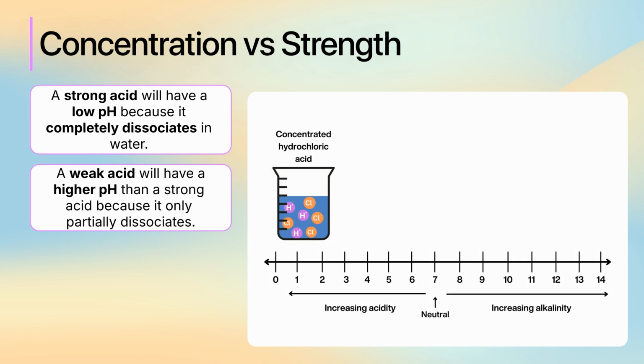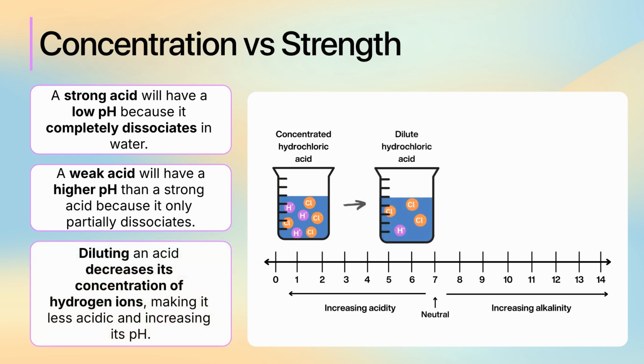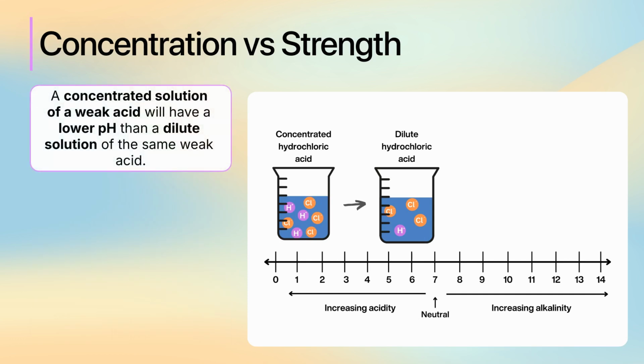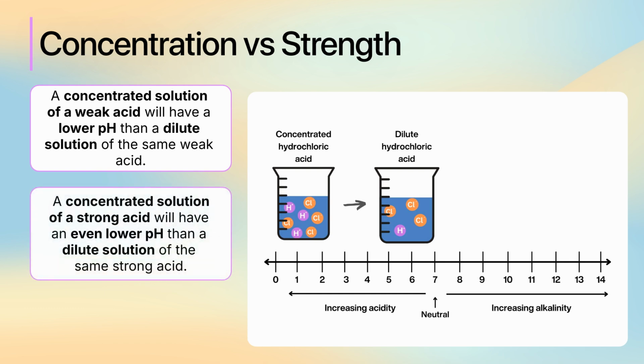The concentration of the acid or alkali also affects the pH. Diluting an acid decreases its concentration of hydrogen ions, making it less acidic and increasing its pH closer to neutral. A concentrated solution of a weak acid will have a lower pH than a dilute solution of the same weak acid. Likewise, a concentrated solution of a strong acid will have an even lower pH than a dilute solution of the same strong acid. Understanding the interplay between strength, concentration, and pH helps us predict the behavior of acids and bases in different scenarios, and is crucial for practical applications in chemistry.